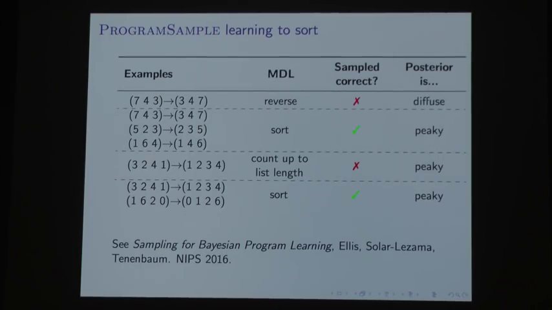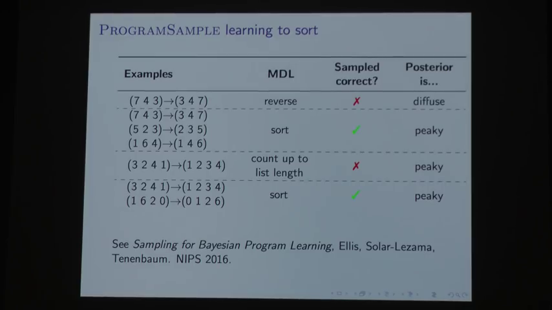So here's an example of the algorithm in action, doing the experiment that I asked you all to do. If you give it that one example of a short list being reversed, it thinks, oh, the shortest program, the most likely one, is reversing. But I'm not really sure. My posterior beliefs are really spread out and diffuse. If you give it some more examples, it says, okay, I think that what's going on is you're trying to sort, and I'm also really certain of that.